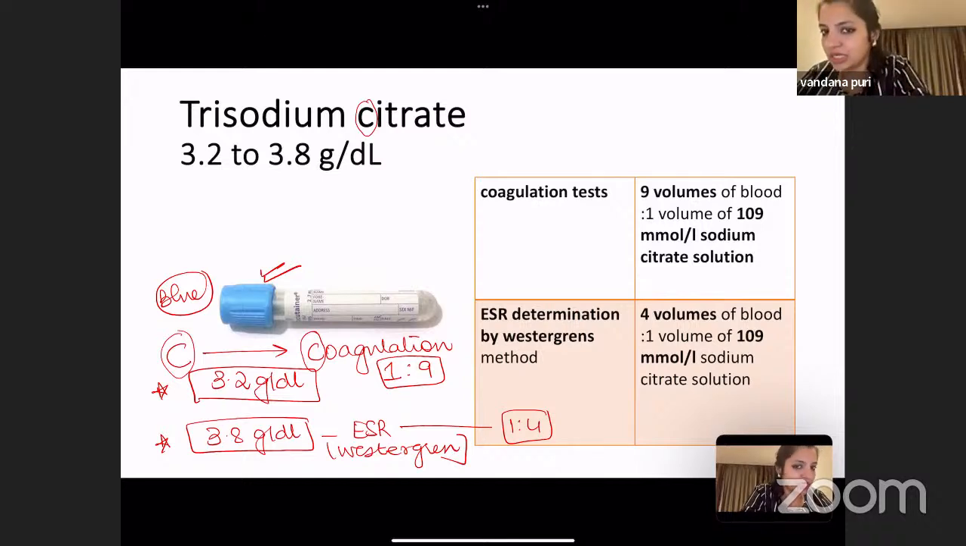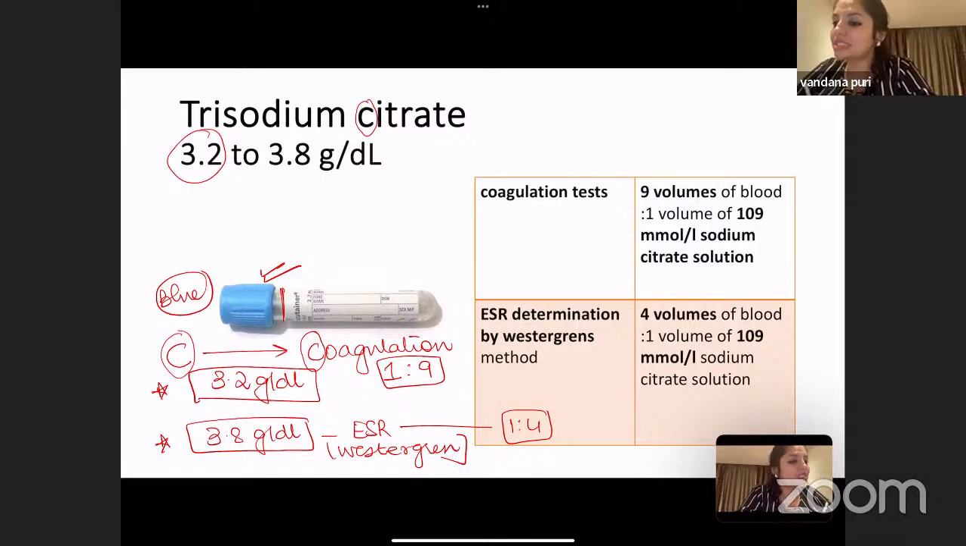There was a question which was asked: which anticoagulant will you use for INR? It is trisodium citrate. Now, there are two concentrations for trisodium citrate, 3.2 and 3.8. For coagulation studies, we always use 3.2 gram per deciliter, and the ratio that we use is always 1:9, that is 1 volume of anticoagulant to 9 volumes of blood. Remember, this trisodium citrate vial has to be filled 90%, to say that it is accurately filled. If it is less than 90% filled, we don't consider this tube as adequately filled, and we cannot do testing. It has to be filled 90%.